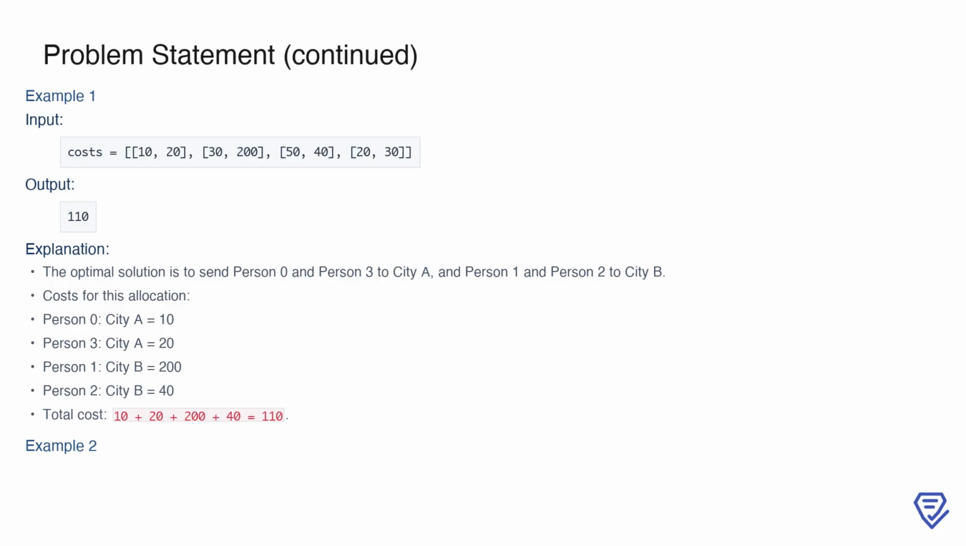The optimal solution is to send person 0 and person 3 to City A, and person 1 and person 2 to City B. Calculating the costs, person 0 goes to City A for 10, person 3 goes to City A for 20, person 1 goes to City B for 200, and person 2 goes to City B for 40. Adding these together gives a total cost of 10 plus 20 plus 200 plus 40 equals 110. This is the minimum possible cost for this input.